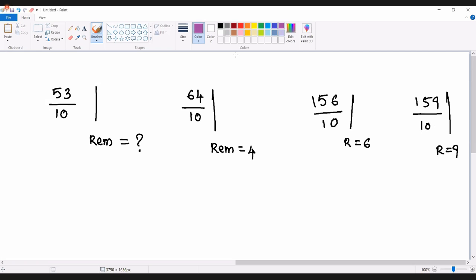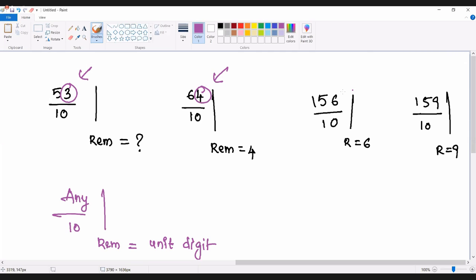So I understood a point here. Any number, if you are dividing it by 10 and they are asking us to find the remainder, it means they are expecting you to find the unit digit of it. 53 unit digit is what? 3. 64 unit digit is what? 4. 156 unit digit is what? 6. 159 unit digit is what? 9. So any number, if you are dividing it by 10, and they are asking for the remainder, that means indirectly they are asking you to find the unit digit of that particular number. Keep this point in mind.